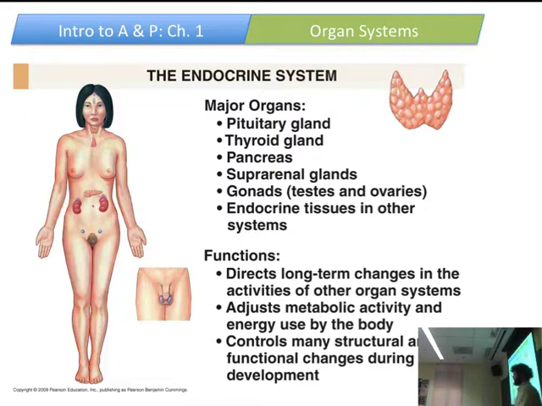It's directing long-term, slow, or at least slower changes in the body. It can adjust metabolic activity, energy use, and is the key player in development. That is the process of going from an embryo to a fetus, to a newborn, to a child, to an adolescent, to an adult, into senescence.